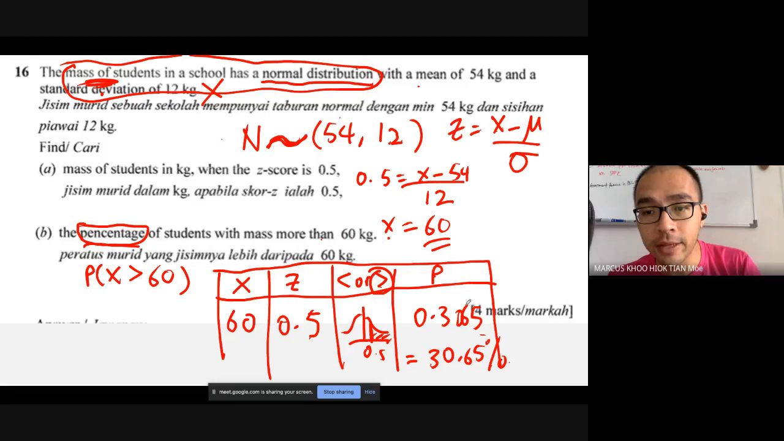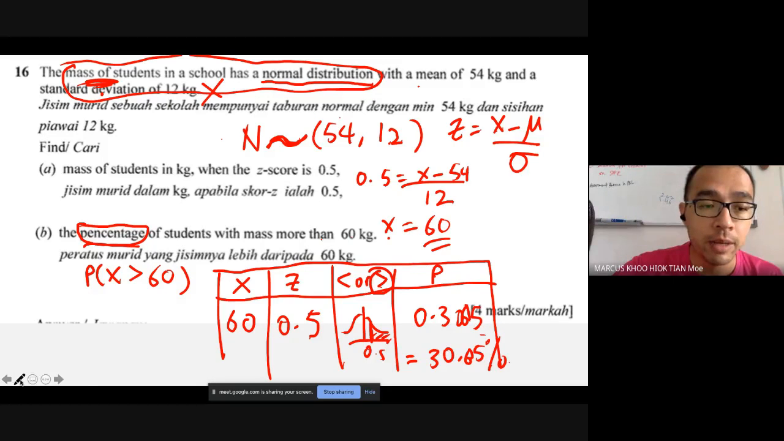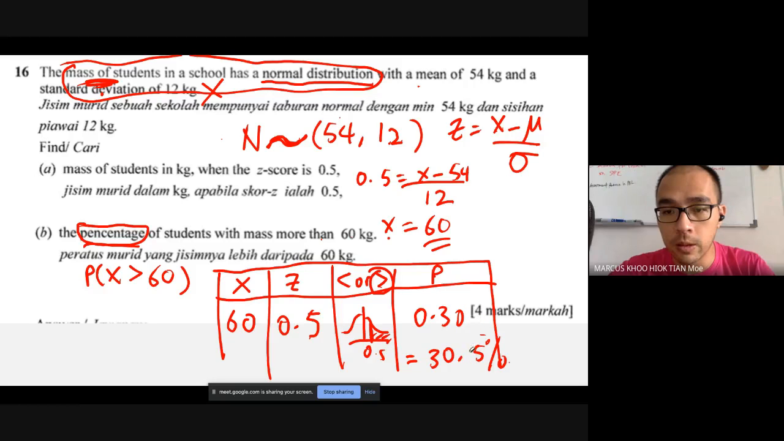Sorry, it's 85, right? My mistake. 3085. Oh no, my ugly number 8. Hold on. Okay, 3085, right? It should be. If I'm wrong, just let me know. 3085, so 30.85%. So this is a 4-mark question.